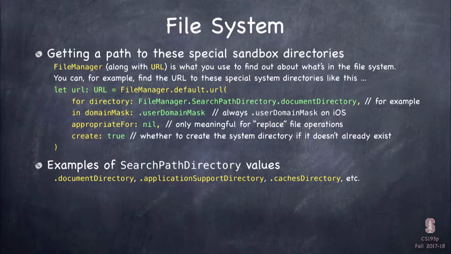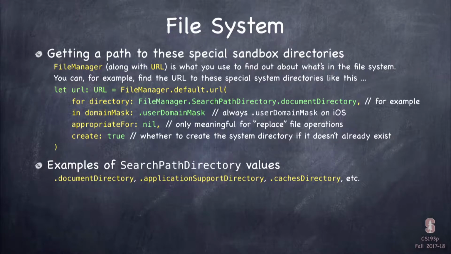Okay, so let's look at these arguments. The for directory is the sandbox directory you want, like the document directory, the caches directory, the application support directory. Okay, that's there, and it's specified via an enum here, and I'll show you some examples of what they are at the bottom. You can obviously go look it up in the documentation, what's available there.